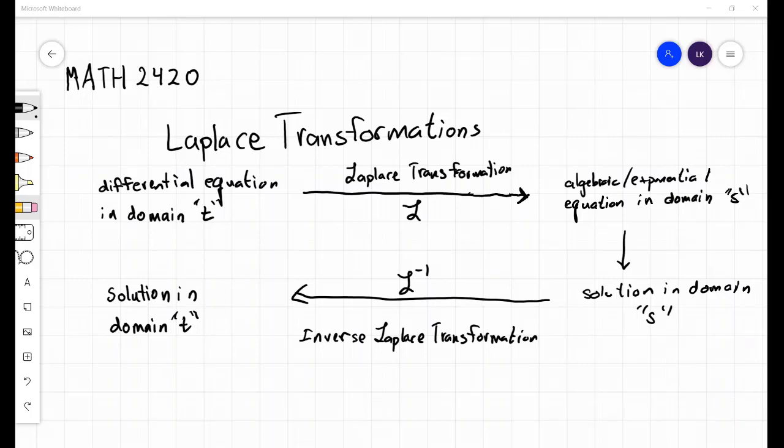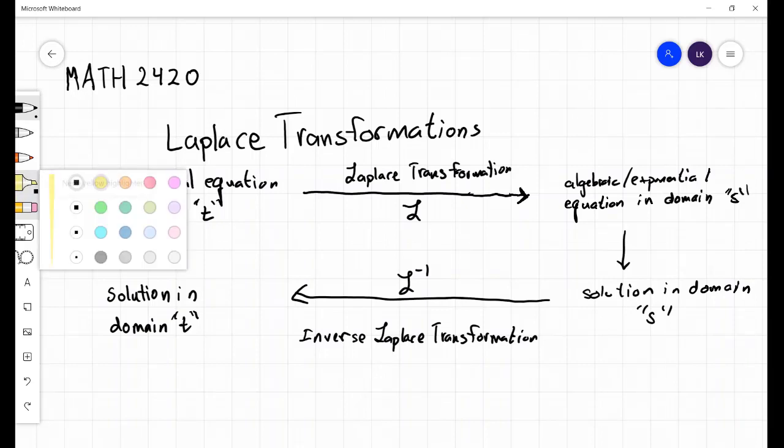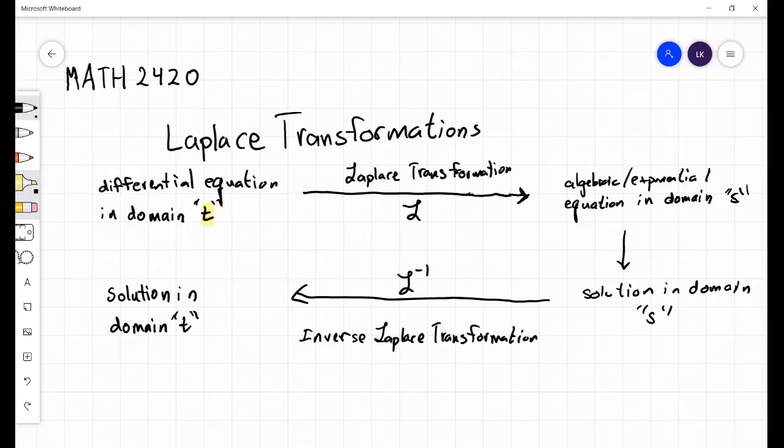This week we're going to look at Laplace transformations and how to use them to solve differential equations. So the general idea is that we have a differential equation, let's say with independent variable t, and we take the Laplace transformation of this differential equation to get an equation that's algebraic or exponential in a new domain S.